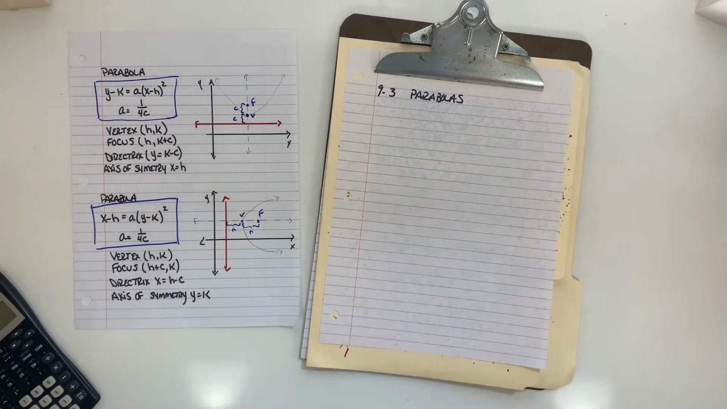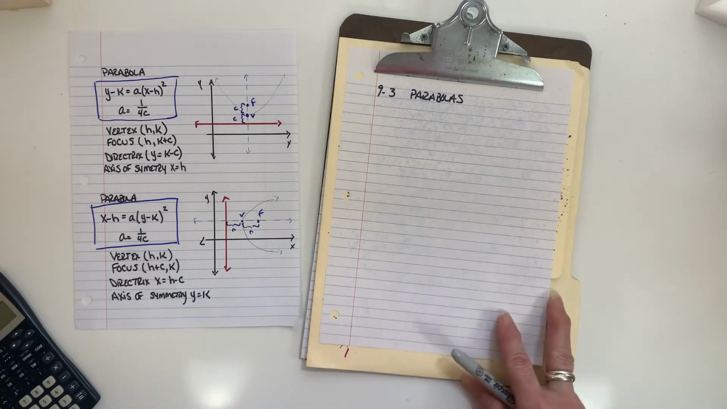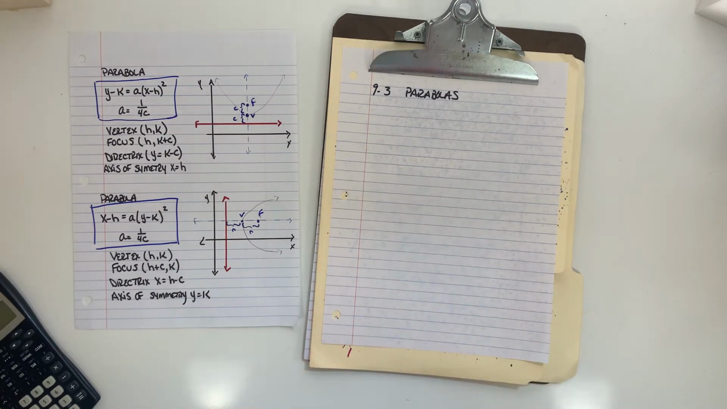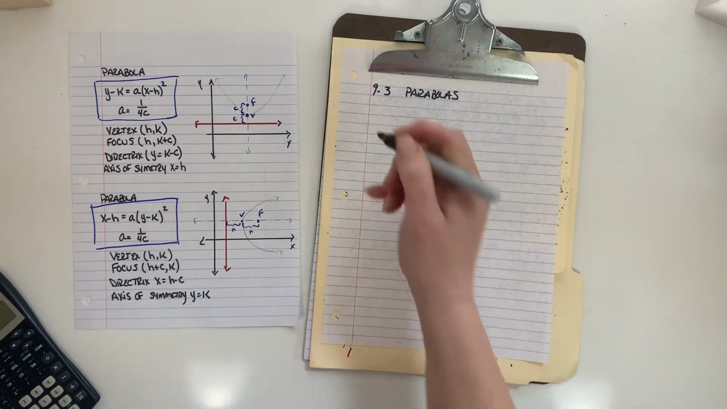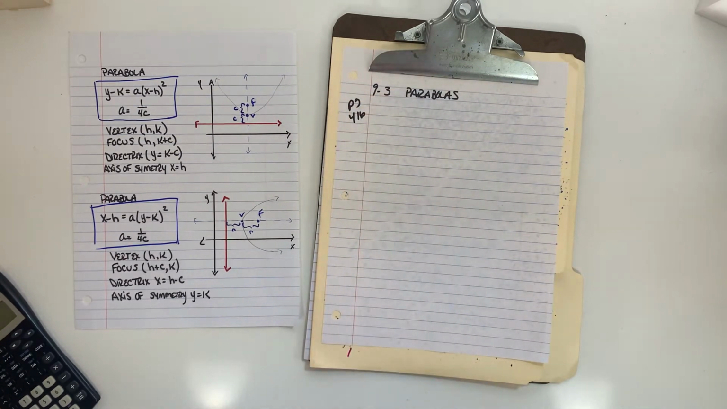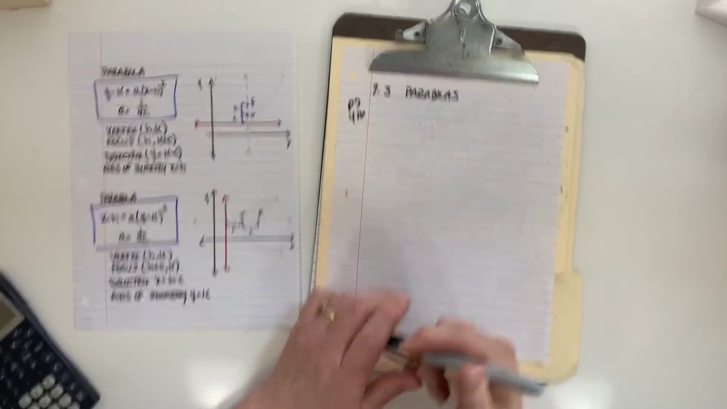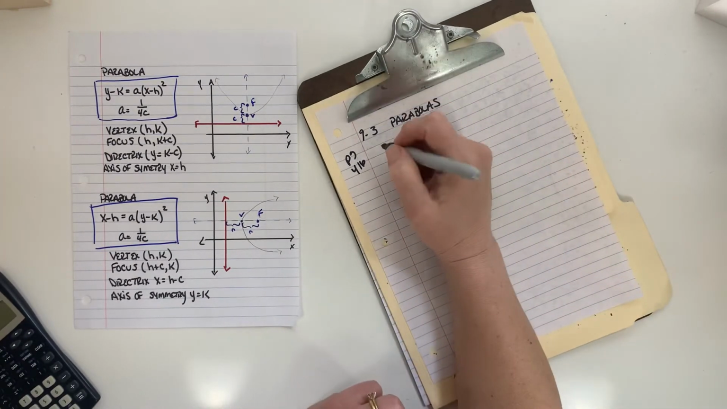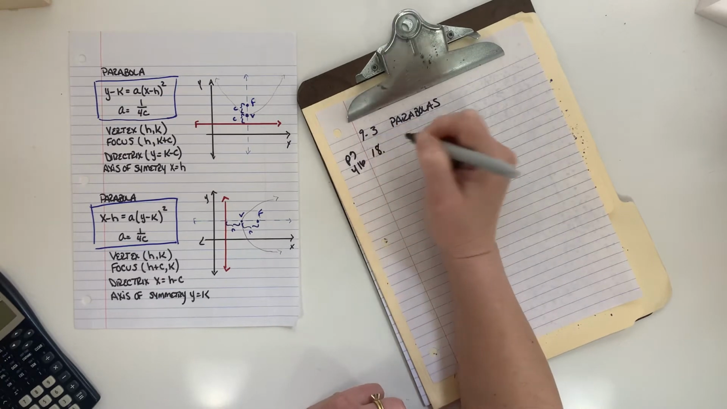It says, find the vertex, focus, directrix, and axis of symmetry of each parabola, and then graph the parabola. Now we're just going to do a sketch of the parabola, and that's fine. All right, so let's take a look at, I am on page 416, and we're going to show you how to do this. Let's take a look at number 18. It's kind of funny because sometimes when there's less information, it's actually a little harder, so that's why I really wanted to go over 18.